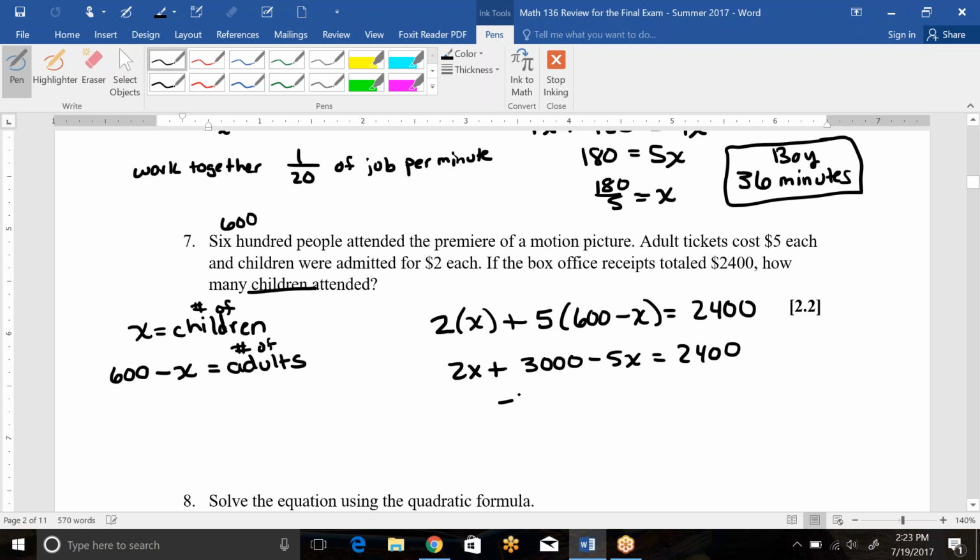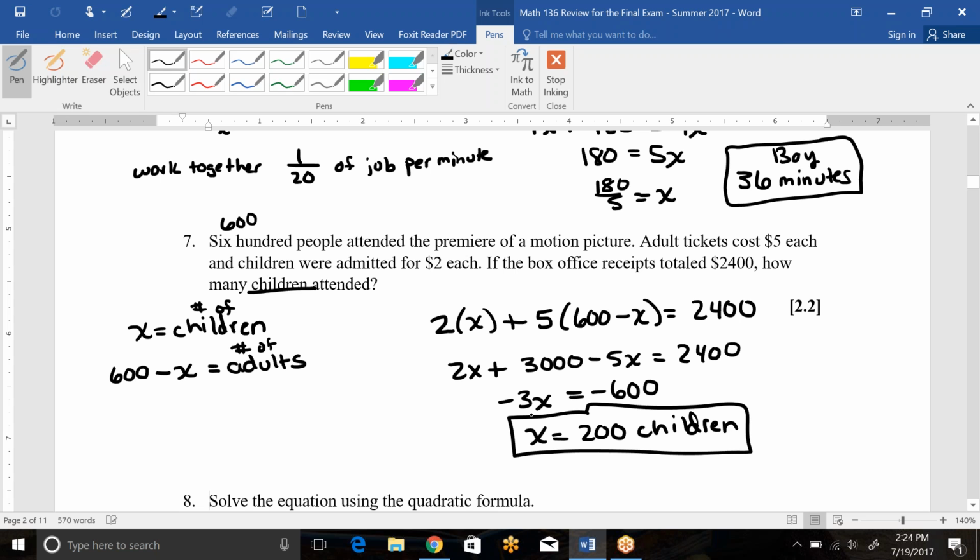Combine like terms on the left, we get negative 3x. Subtract the 3,000 over, that would be negative 600. Divide by 3, and we get 200. So since I was directly solving for children by letting them be x, they didn't ask me how many adults attended. They only asked for the number of children. So that would be the answer. If they also needed the number of adults, you'd do 600 minus 200. So there'd be 400 adults.